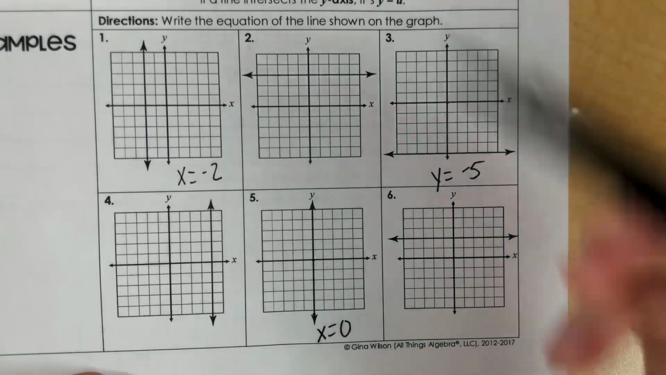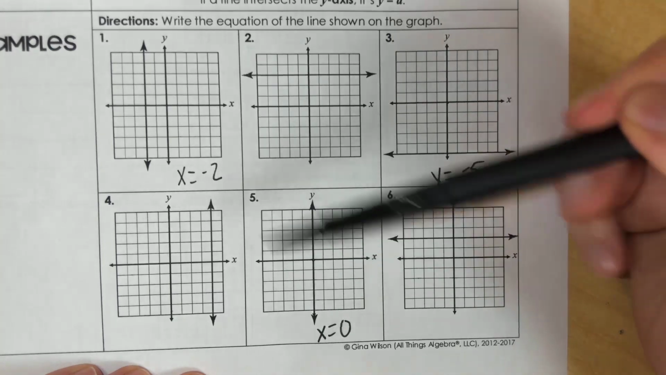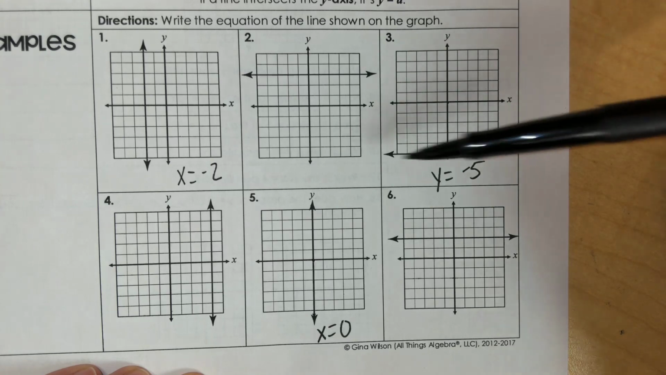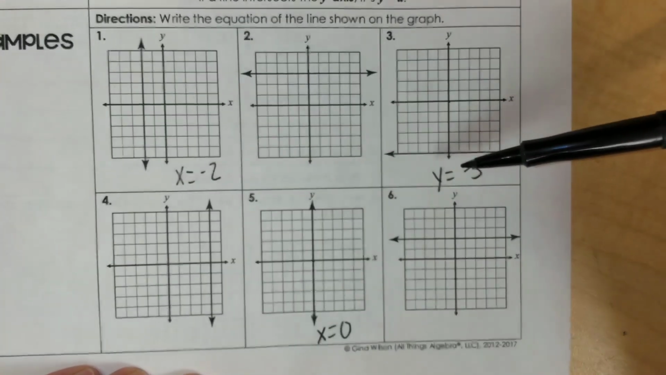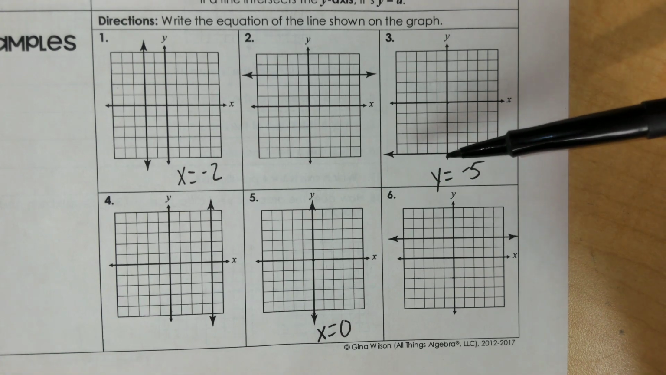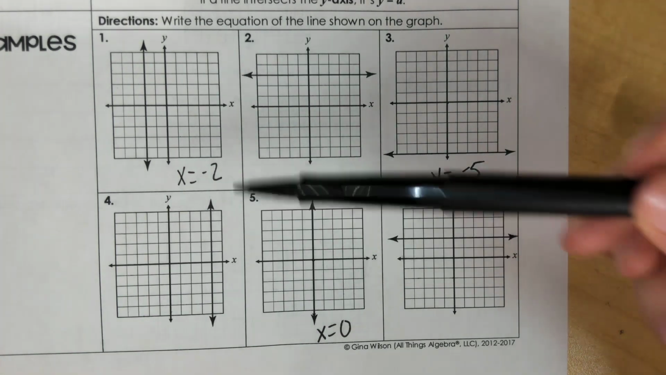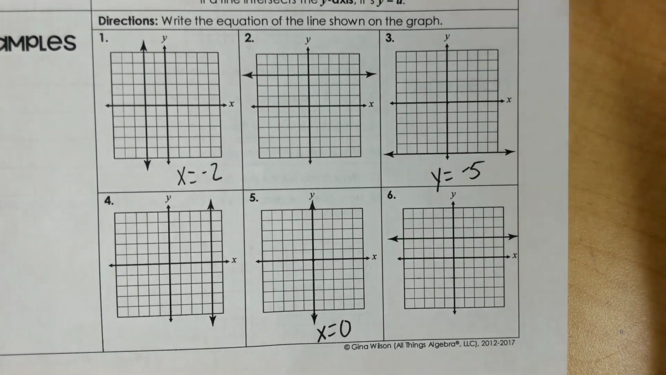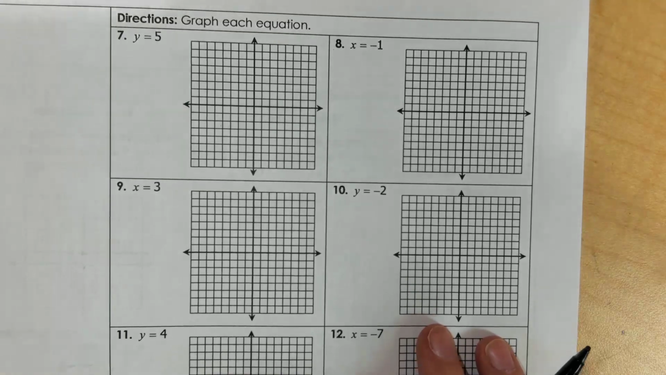Okay, so again, remember, if it's a vertical line, it's where it crosses the x-axis, so our equation is going to be x equals that value. If it is a horizontal line, it's going to cross the y-axis, and so our equation is going to be y equals the value at which it crosses the y-axis. You still have a couple of example problems to try here. I am going to flip it over, and we're going to talk about the back side as well. Alright, so looking at number 7, we're asked to graph these this time.